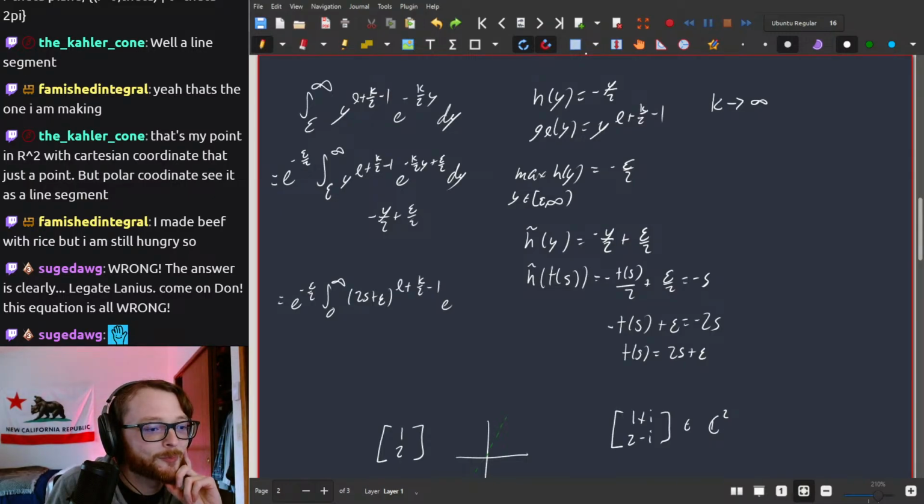Made beef with rice, but you're still hungry? Ooh. That's my point in R2 with Cartesian coordinates. That's just a point. Polar coordinates see it as a line segment. Oh, okay. Yeah, I knew it was weird where 0 isn't unique anymore, because of that issue with theta could be anything. But I didn't know that you would call it a line segment, I guess.